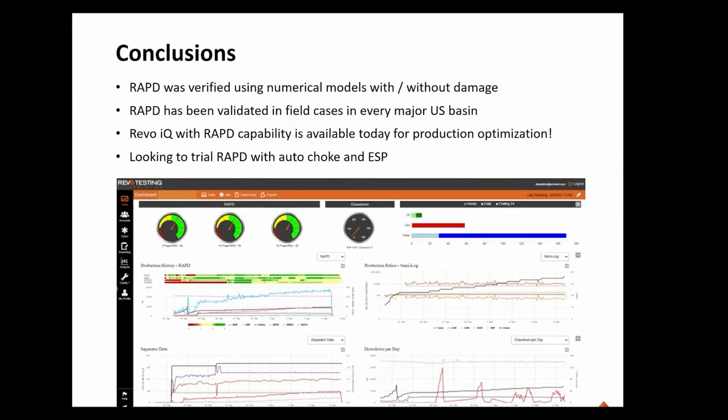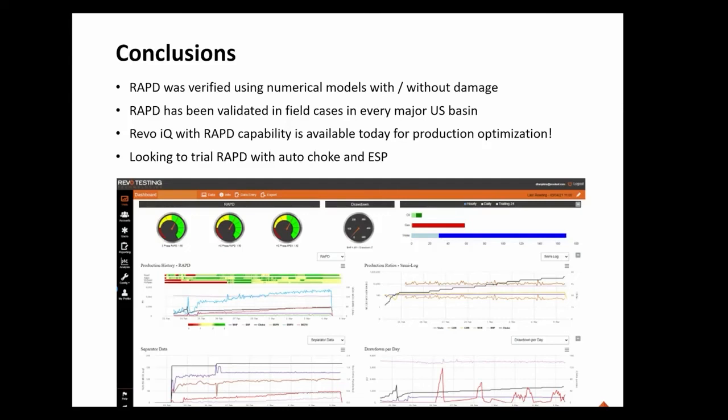This doesn't have to be a flowback solution. This is a long-term production solution. The Revo IQ software can be your preferred production visualization and diagnostic software. Some of the stuff that we're adding in right now is advanced analytical modeling capability, where you'll be able to do the diagnostic analysis inside Revo IQ as well.